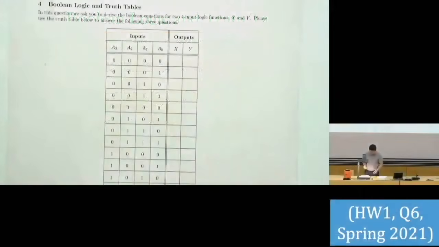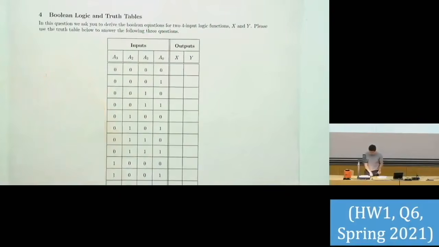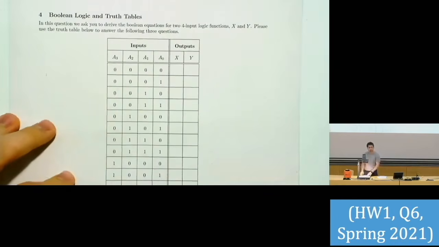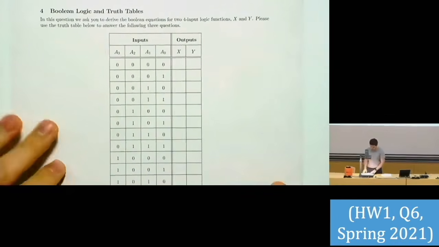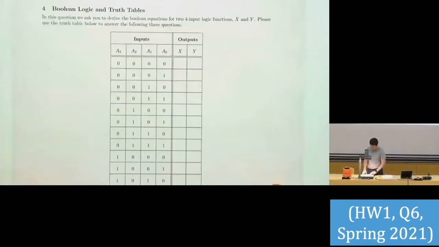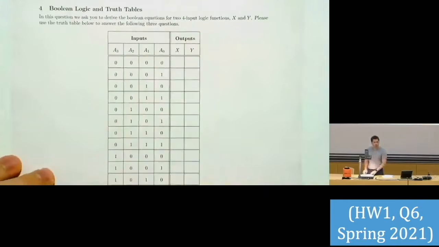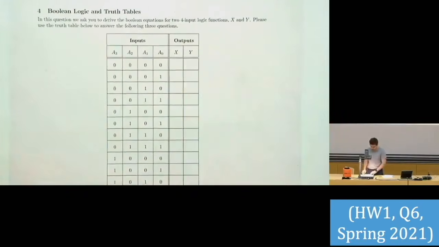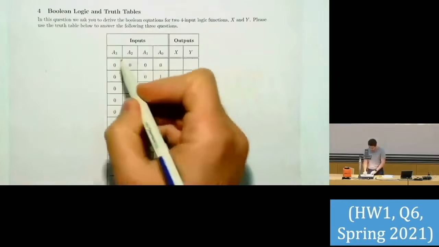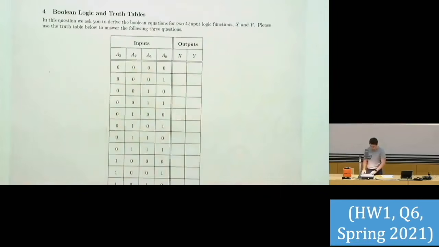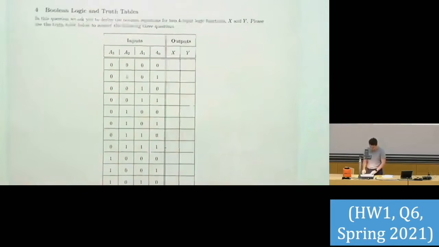So the question is about Boolean logic and truth tables, as it also says here. In this question, we have 4 inputs and 2 functions which are directly related to these 4 inputs, and we are asked to fill this table and also write the Boolean formula for X and Y. These are our inputs, A3 to A0, and these are our functions that we're going to fill in the truth table.